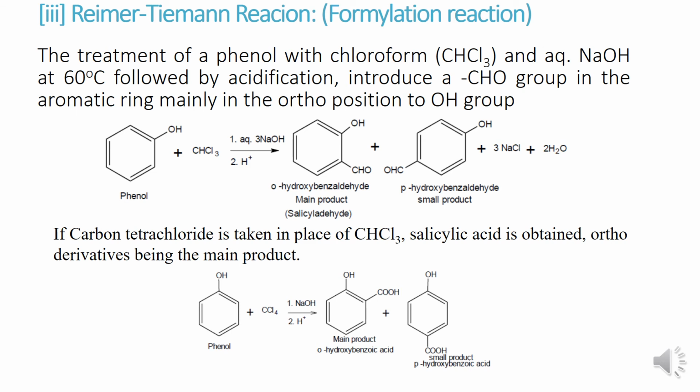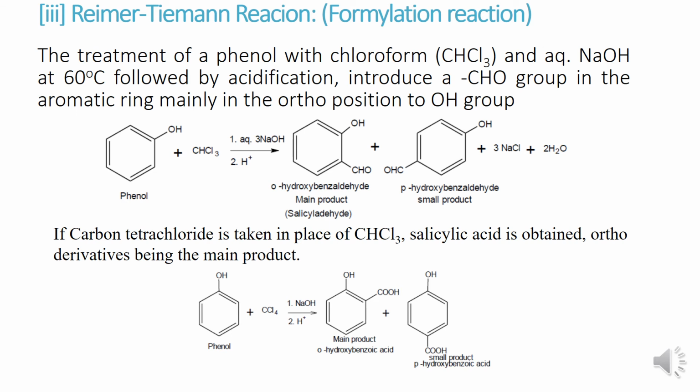Now let us move on to the Reimer-Tiemann reaction. It is a formylation reaction. So the treatment of phenol with chloroform and aqueous NaOH base at 60 degrees centigrade, followed by acidification, gives a CHO group containing organic molecules, mainly in the ortho positions to the hydroxyl group.